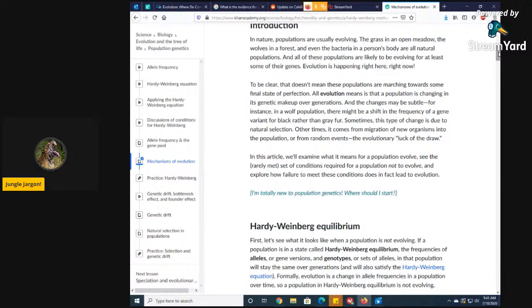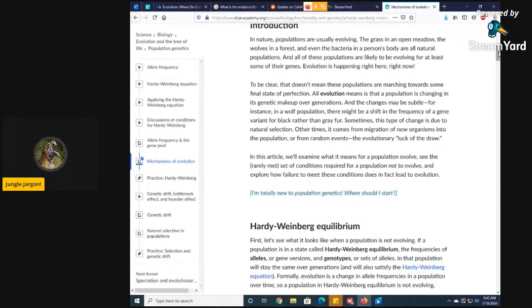In nature, populations are usually evolving. The grass in an open meadow, the wolves in a forest, and even bacteria in a person's body are all natural populations, and all these populations are likely to be evolving for at least some of their genes. Evolution. Okay, so you're not sure. He's just supposing probably they're evolving. Evolution is happening right here and now. No, it's affirmative. To be clear, that doesn't mean these populations are marching towards some final state of perfection. Of course not. Yeah, how can you have perfection?